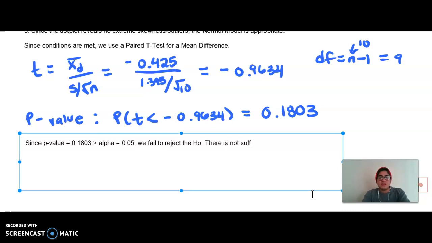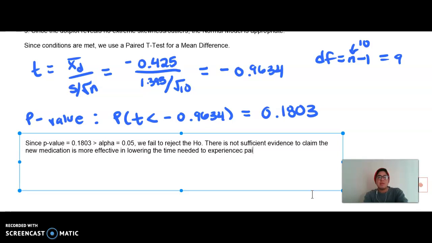meaning there is not sufficient evidence to claim the new medication is more effective in lowering the time needed to experience pain relief. Why can I not spell? Lowering the time needed to experience pain relief. Claim the new medication is more effective in lowering the time needed to experience pain relief when compared, because it's a comparative study, to the current medication.